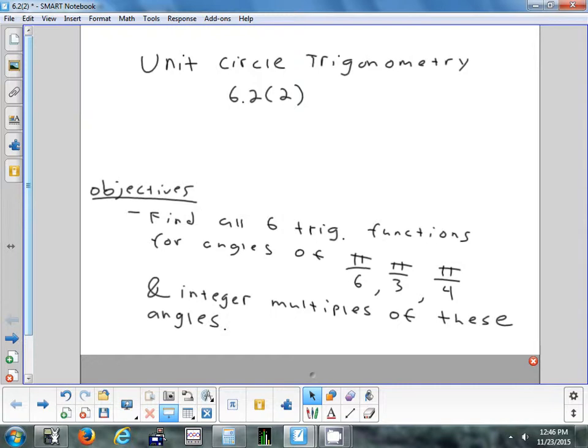Okay, today we're going to find the 6 trig functions for angles that are either 30, 60, or 45. So we'll start in quadrant 1, and then we'll do multiples of those angles, so angles that are in quadrants 2, 3, and 4. But the only angles that we're going to do on the unit circle are multiples of 30 and 45. If it's not a multiple of 30 and 45, we're just going to use the calculator.